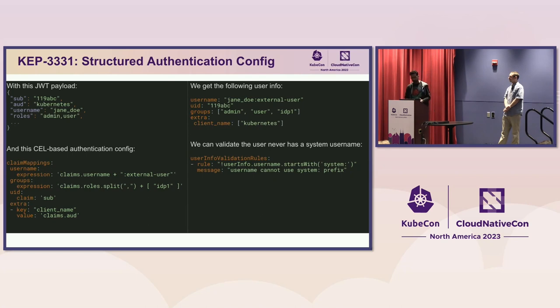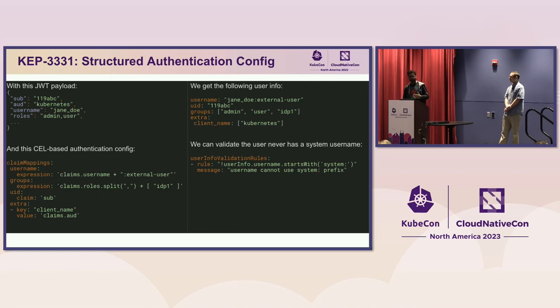Another one of the things that the authentication config will let you do is just have as many of these authenticators as you want, right? So you can mix and match how all these configs work out for you. As we walk through, the username is going to just be statically suffixed with this external user. And we're also going to take the audience from the token and put it in an extra field, right? Now this means that if you had an admission webhook or admission CEL policy, you can make decisions based off of that if you wanted to, right?